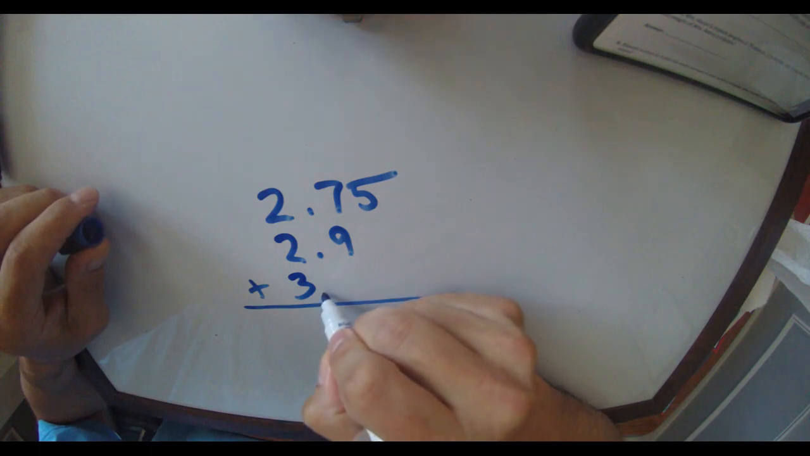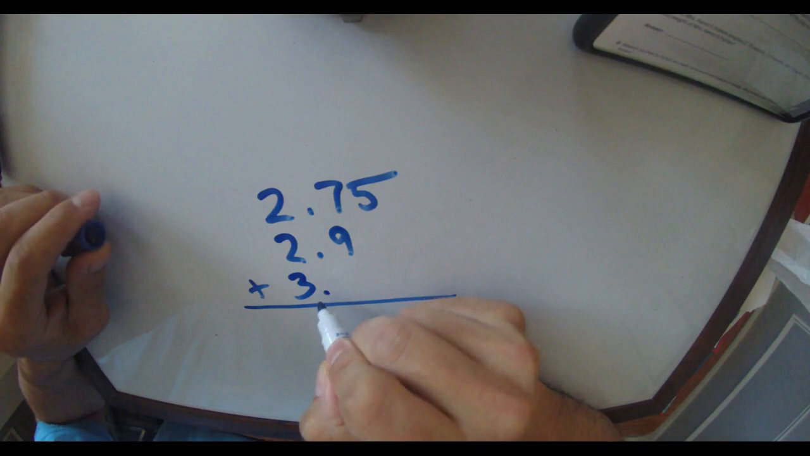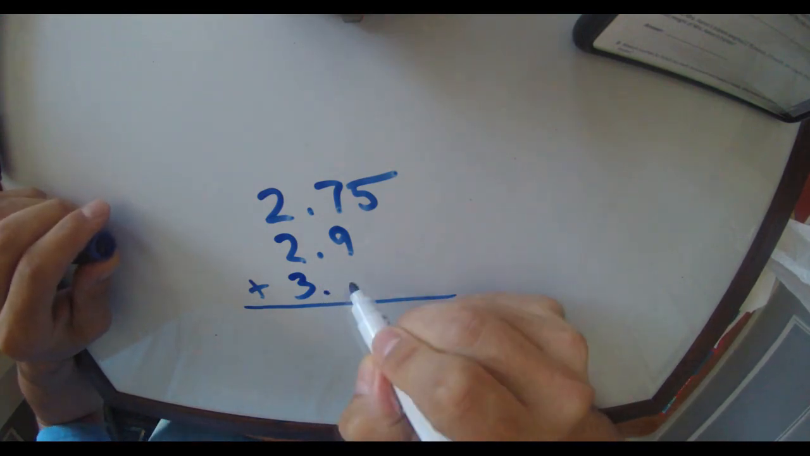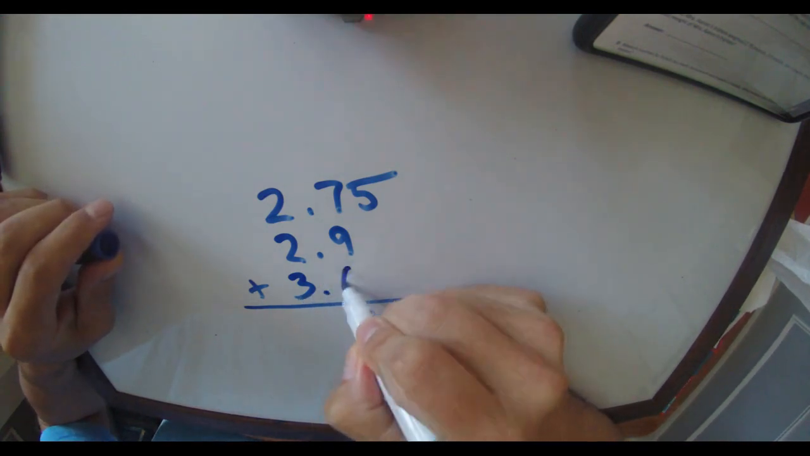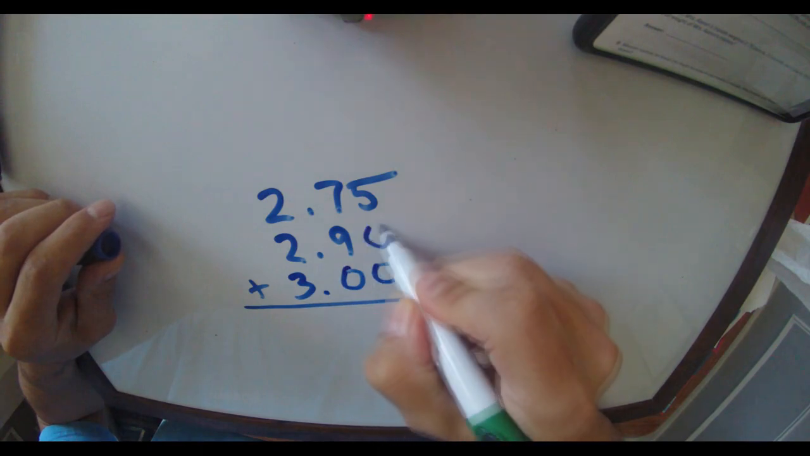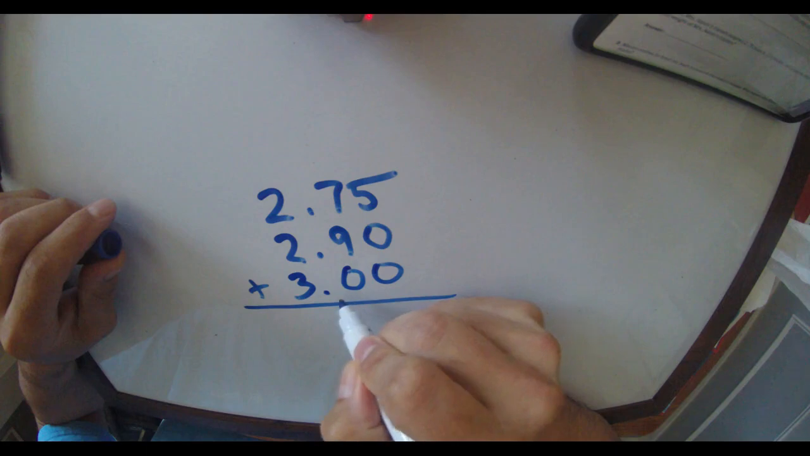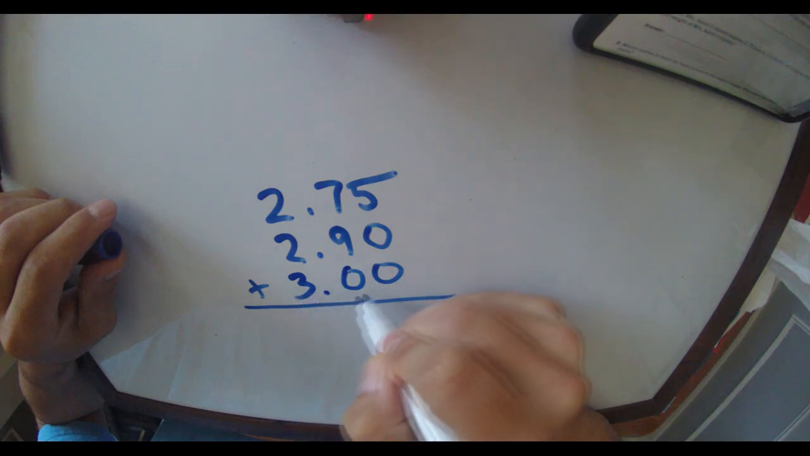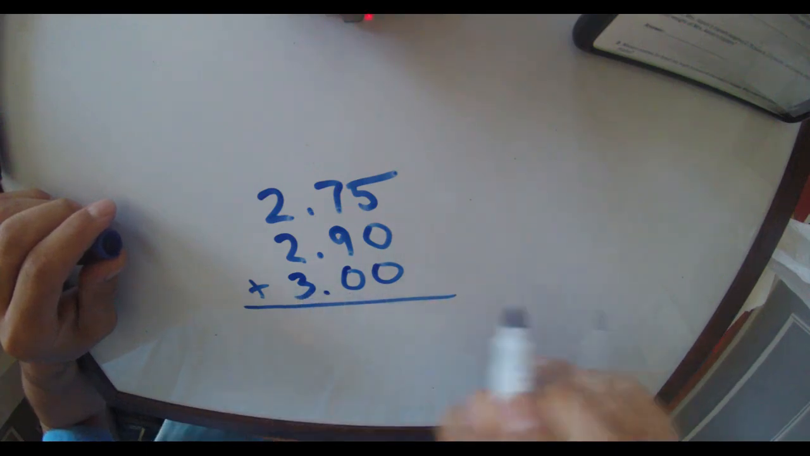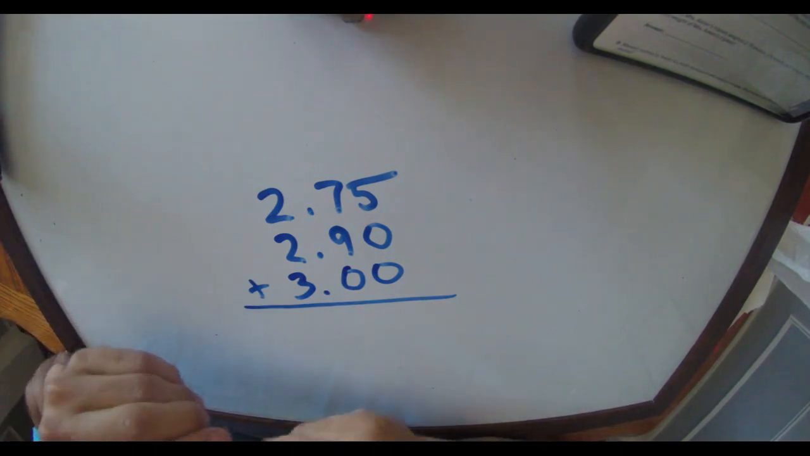And in the number 3, there is a presumed decimal point, we said this earlier, at the end of a whole number. So we can add zeros to line them up, and it will still be the same number. 2.9 is the same as 2.90. 3 is the same as 3.00. It's the same number. You're just extending it out for the sake of ease.